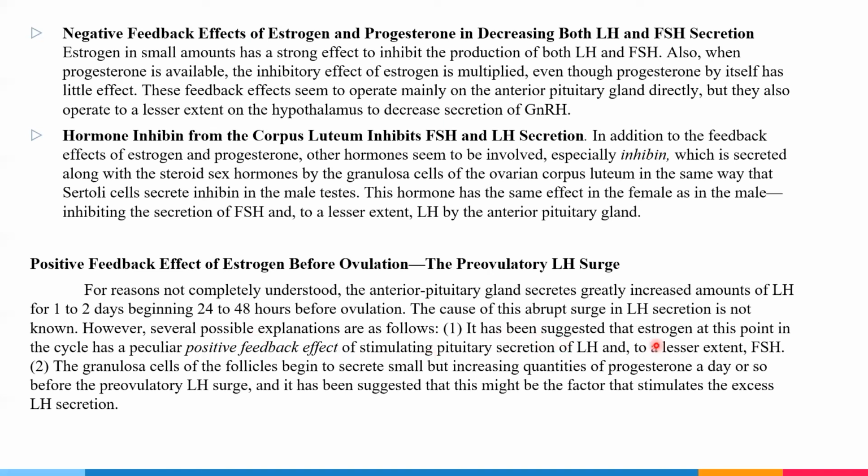It has been suggested that estrogen at this point in the cycle has a peculiar positive feedback effect on stimulating pituitary secretion of LH and, to a lesser extent, FSH. The granulosa cells of the follicles begin to secrete small but increasing quantities of progesterone a day or so before the pre-ovulatory LH surge, and it has been suggested that this might be the cofactor that stimulates the excess LH secretion.